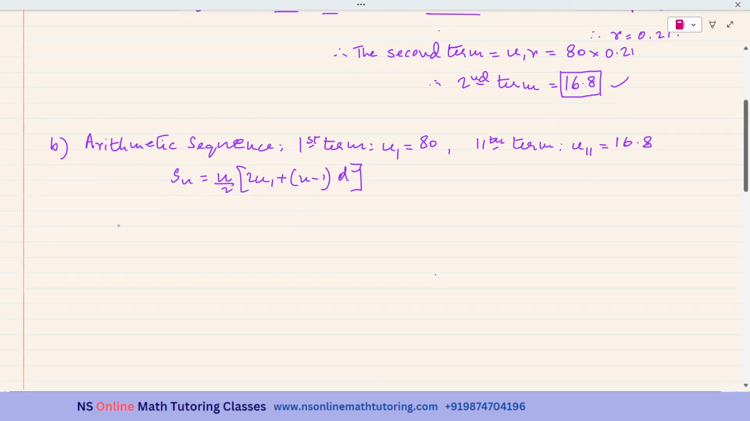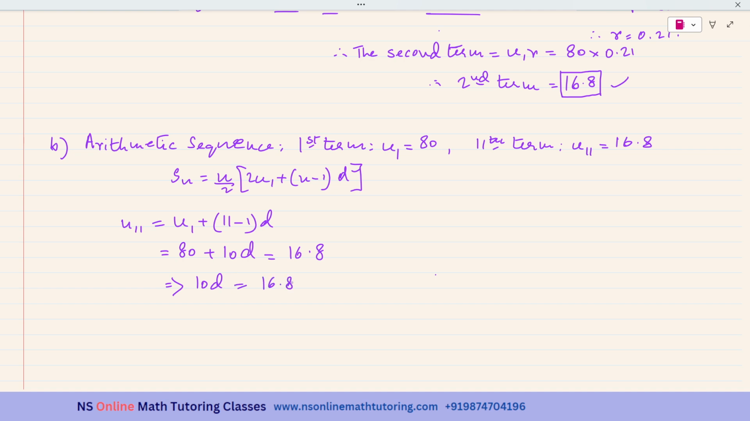So what is U11? It is equal to U1 plus 11 minus 1 times D. So this is equal to U1, which is 80, plus 11 minus 1 is 10, 10D, which is equal to 16.8. So 10D is equal to 16.8 minus 80, okay, so D will be equal to 16.8 minus 80 divided by 10.